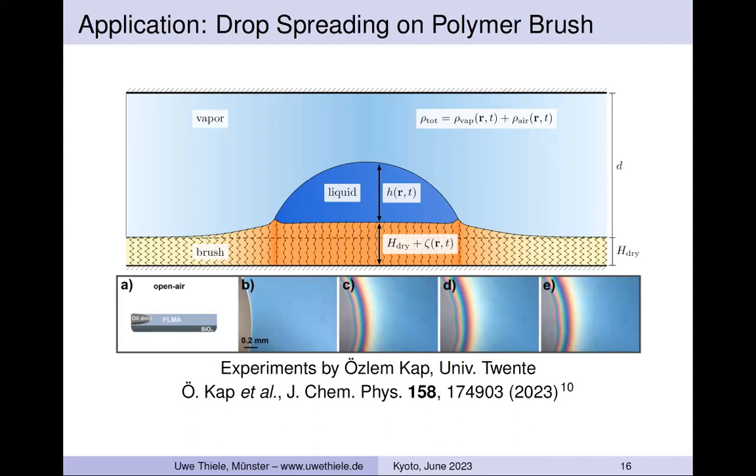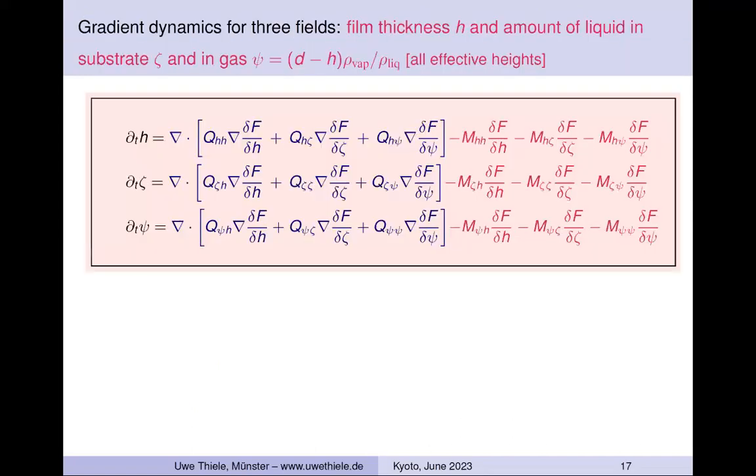And what turned out is that actually first, their droplet was slightly volatile. And second, their box was not ideally closed. So it was a non-equilibrium situation. And I will show you how we model this.